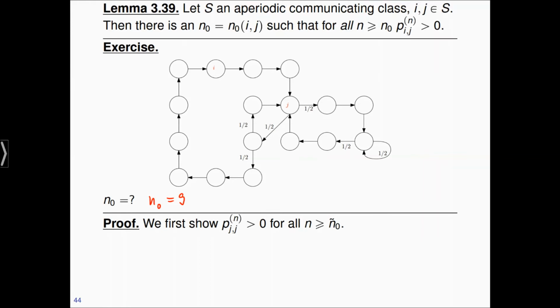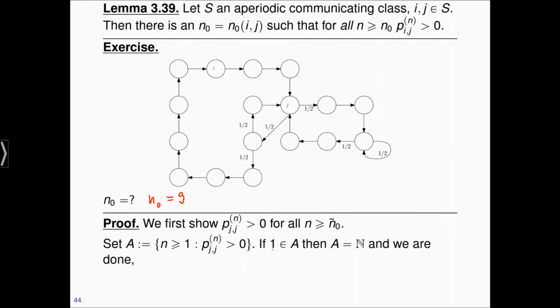And actually this will be the main step. Yeah, so you saw this also in the example. You get from i to j, and then the question is, can I get back to j at any frequency that I want? So the argument in this proof is rather algebraic, as you will see. So consider the set A of times such that p_jj^n is positive. Yeah, these are the times that we are interested in.